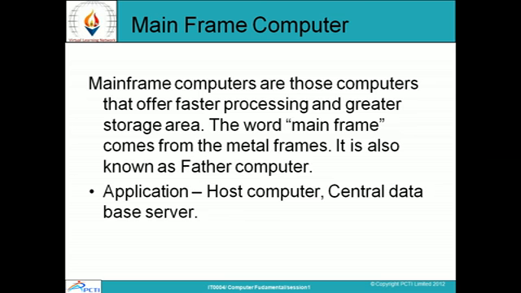Now we'll discuss what is a mainframe computer. Mainframe computers are those computers that offer faster processing and greater storage area. Now इसमें हमारा एक concept ये होता है कि वो बहुत fast होते हैं, and they are also known as father computers. Unlike हमारे मिनी कंप्यूटर्स एंड माइक्रो कंप्यूटर्स, these are called the father computers, जिसकी हम बेसिकली यूज़ करते हैं होस्ट कंप्यूटर में, जहाँ पे हमने सेंट्रल बेस रखना होता है, डेटा बेस रखना होता है, वहाँ पे हम यूज़ करते हैं फादर कंप्यूटर, because we need a very large storage area. डेटा बेसिस जहाँ भी स्टोर होते हैं, they are stored in mainframe computers.